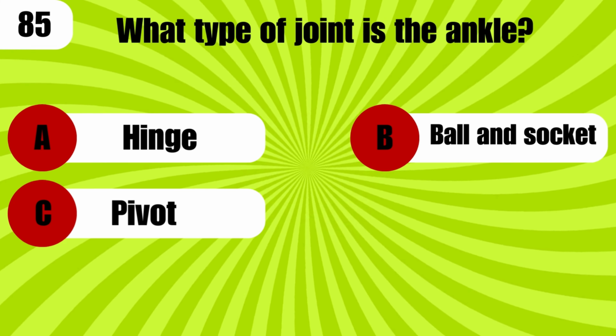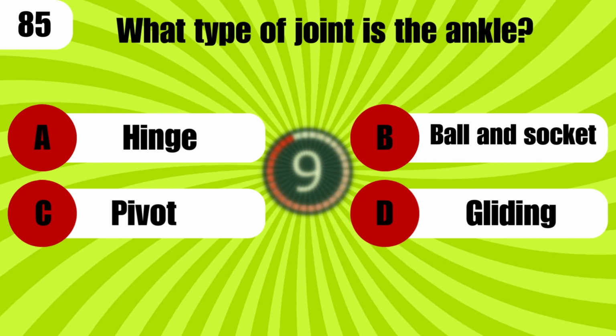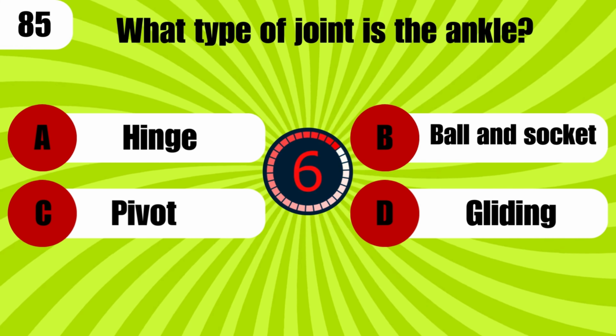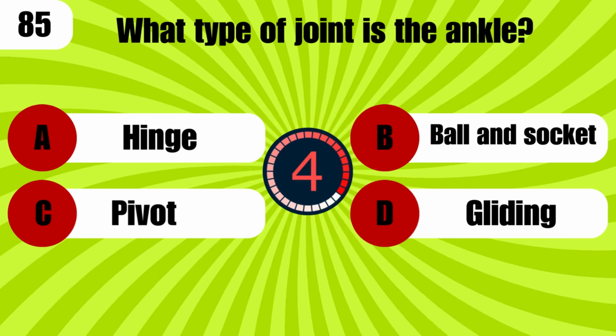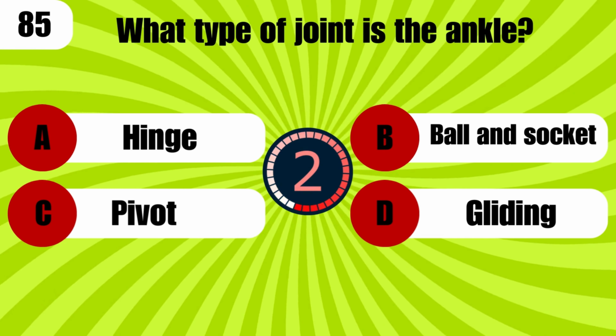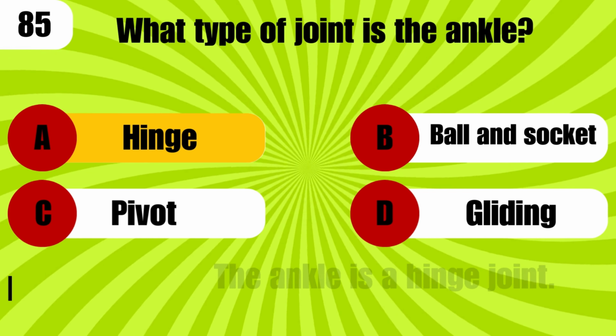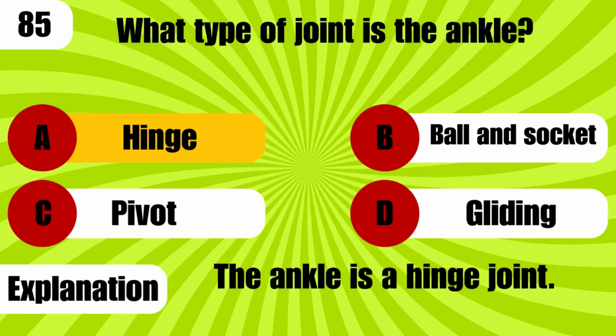What type of joint is the ankle? Option A, hinge. Option B, ball and socket. Option C, pivot. Option D, gliding. The right answer is hinge. The ankle is a hinge joint.